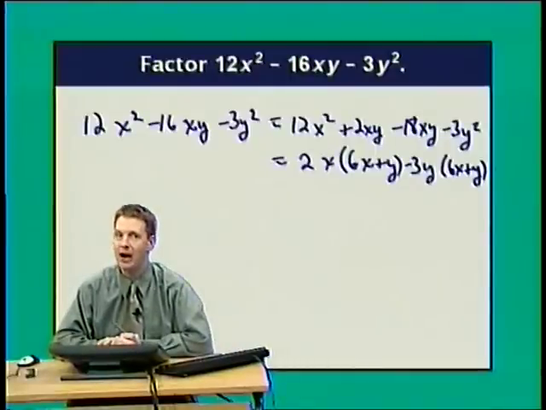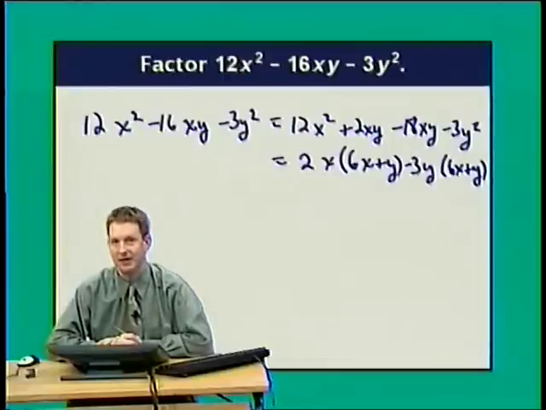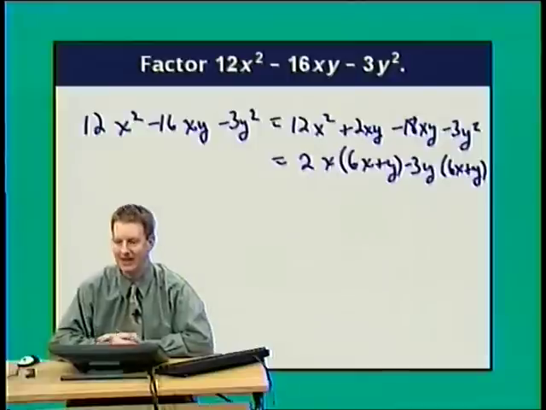Let's multiply out and make sure that I didn't make any mistakes. 2x times 6x is 12x squared. 2x times y is plus 2xy. Minus 3y times 6x is negative 18xy. And minus 3y times y is minus 3y squared. I have factored correctly. Now I have two terms, each of which has a binomial factor of 6x plus y.